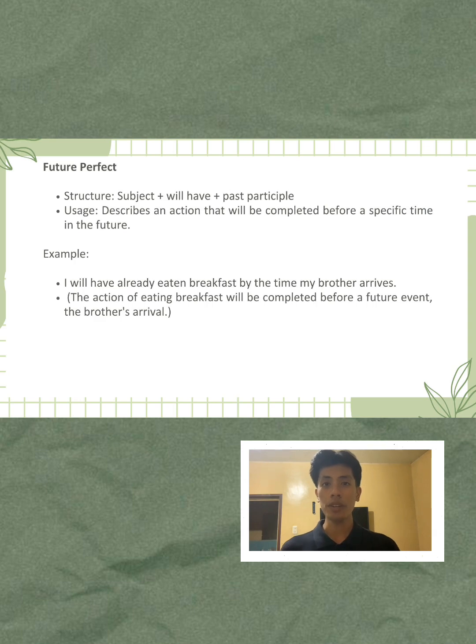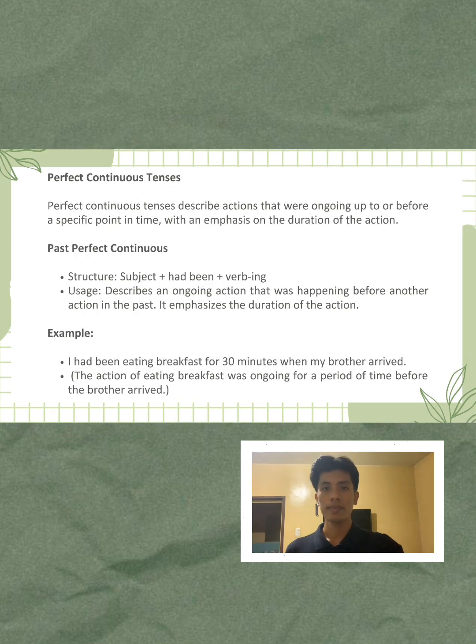In its future perfect form, the structure should be subject plus will have plus past participle. Its usage describes an action that will be completed before a specific time in the future. Here's an example sentence. I will have already eaten breakfast by the time my brother arrives. So the action of eating breakfast will be completed before a future event, which is the brother's arrival.